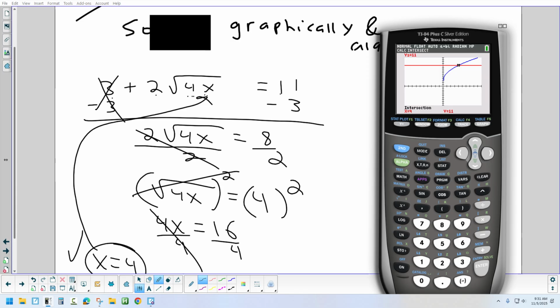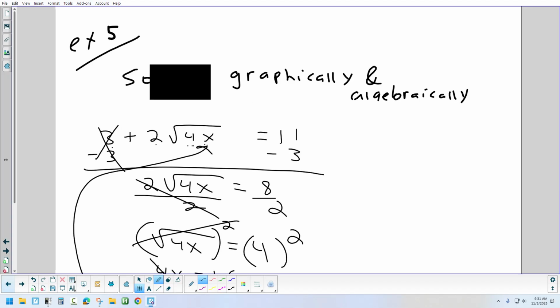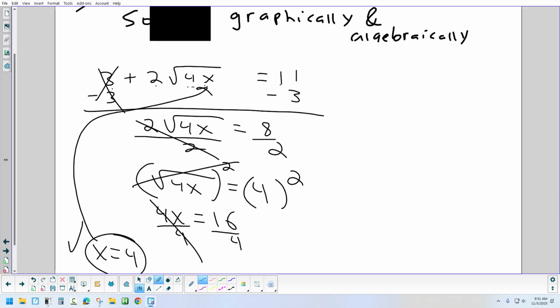Any questions on that? They never intersect again. No, they can never intersect again because the root is just going to keep going up forever, and the horizontal line at 11 stays flat, so it won't ever cross again. Any question on that?